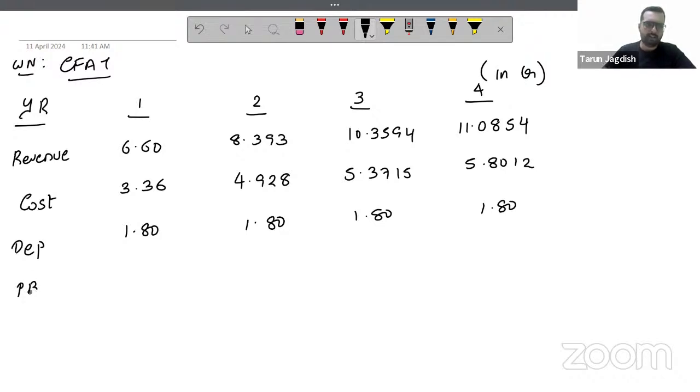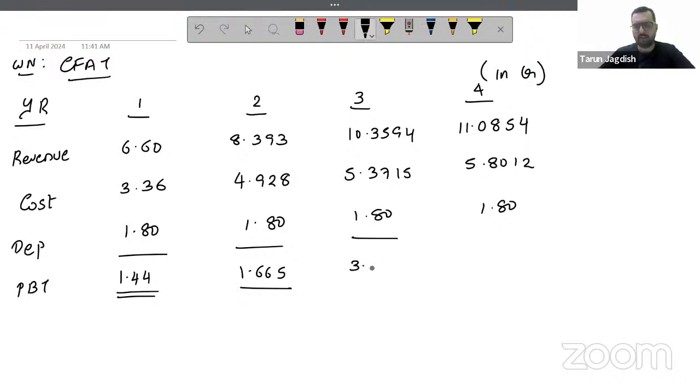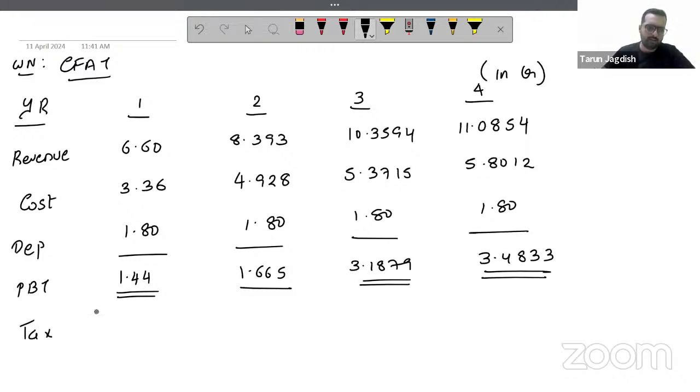Okay. So then I will get my profit before tax. That is 1.44, 1.665, 3.1879, 3.4833. From this, we'll reduce the tax.